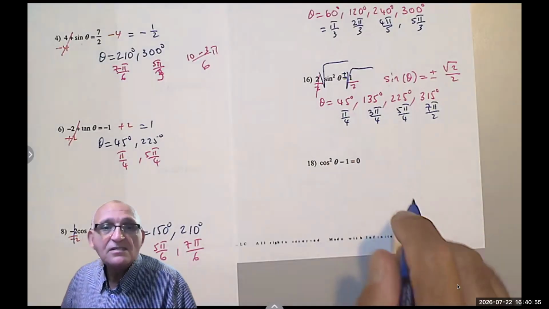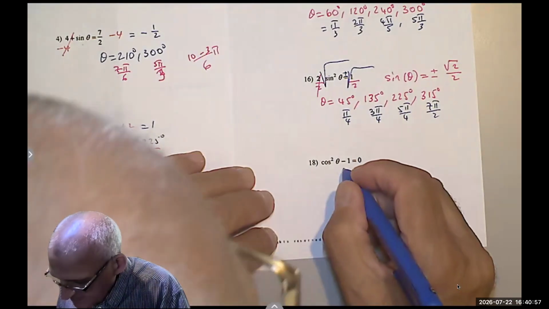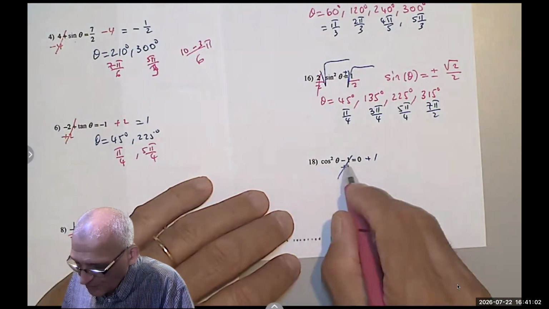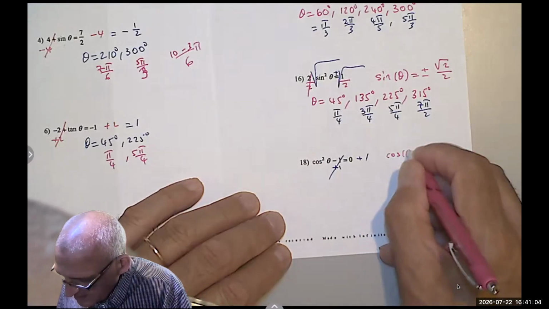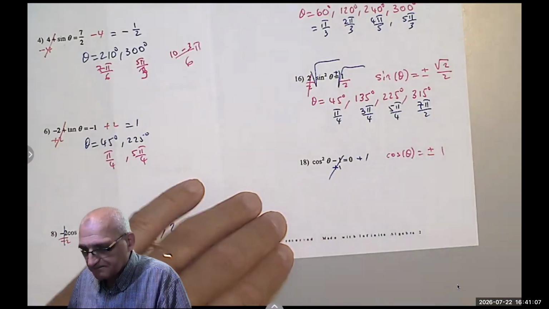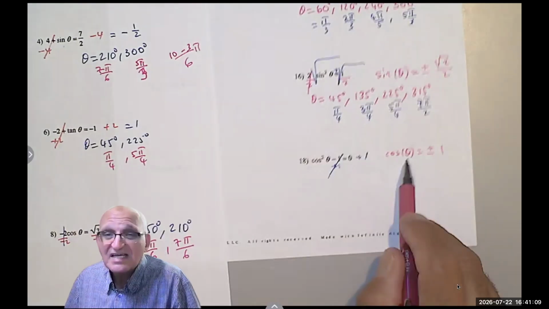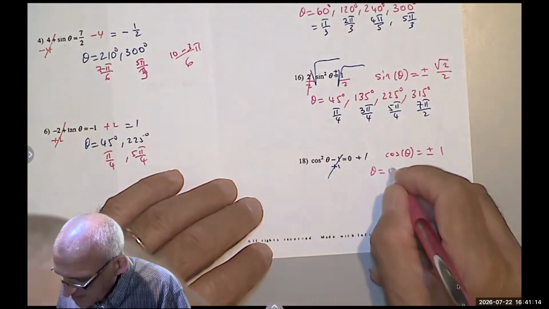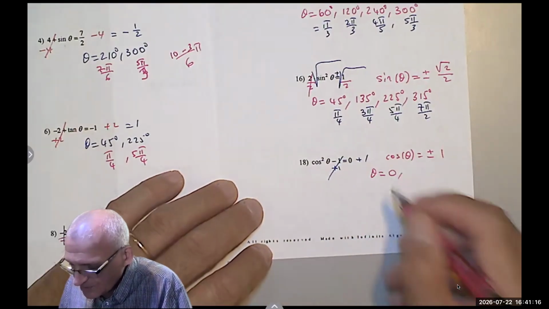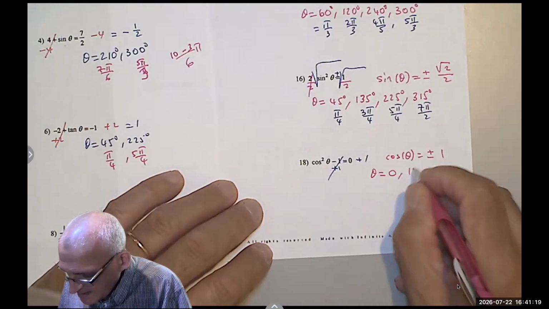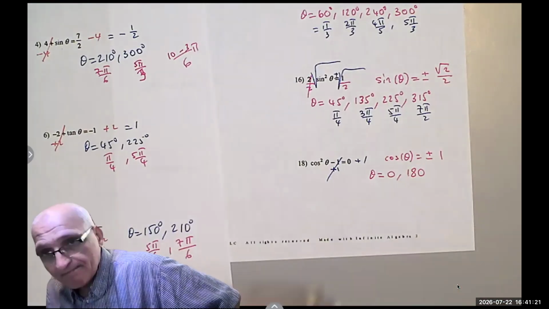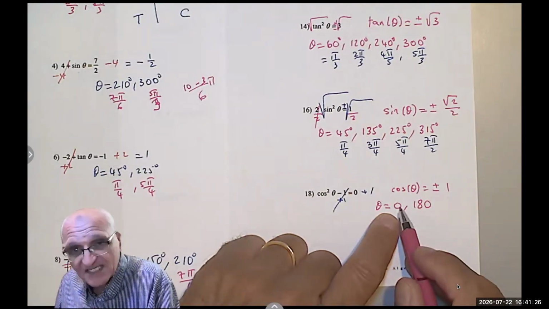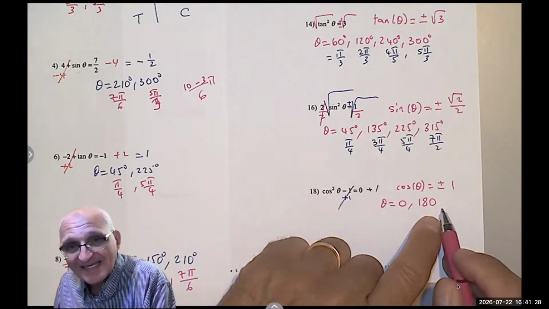Last one. I'm going to add 1 to each side. So I'm glad it didn't take that long. We have cosine squared equals 1, so cosine theta equals plus or minus 1. I know that cosine 0 is 1. So theta equals 0 or 180. But it could be also negative. Yeah, but cosine 0 is 1, cosine 180 is negative 1.